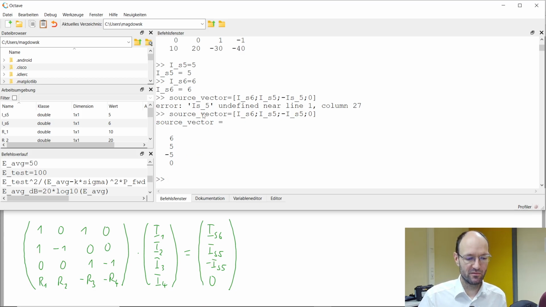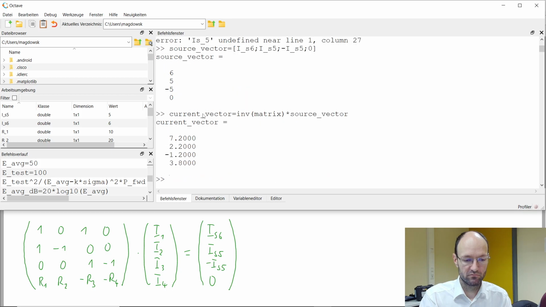And yeah, so now we can solve this equation system, and solving this equation system once again works that we get our vector with the unknown currents by taking the inverse of this matrix multiplied with our source vector.